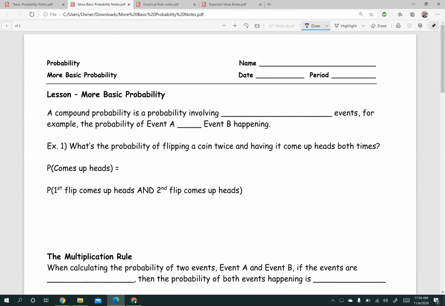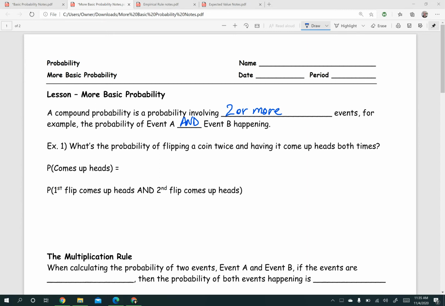All right. So just a few more things about basic probability. Let's talk about a compound probability. A compound probability is a probability involving two or more events. For example, the probability of event A and event B happening.